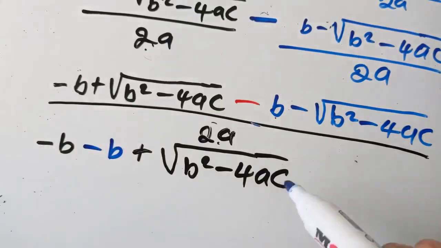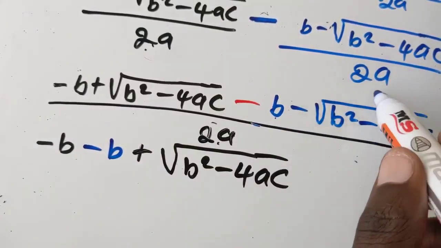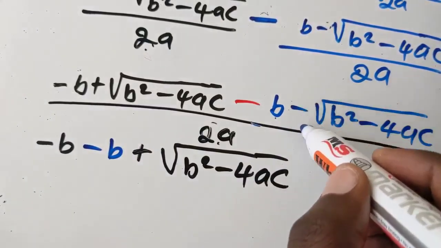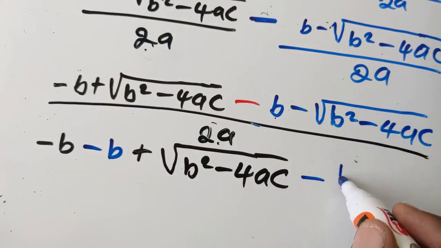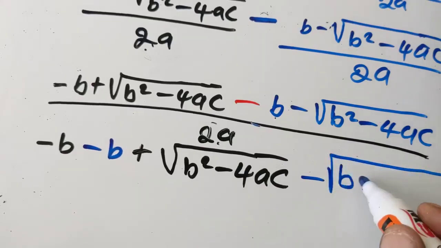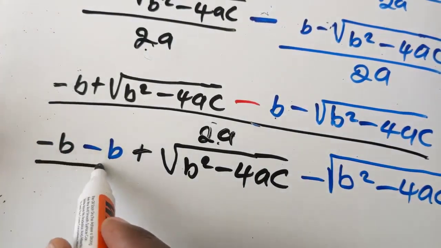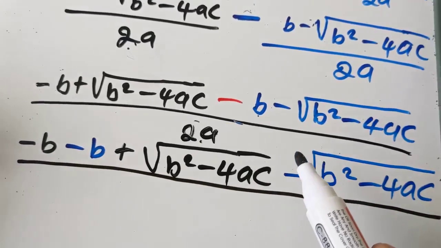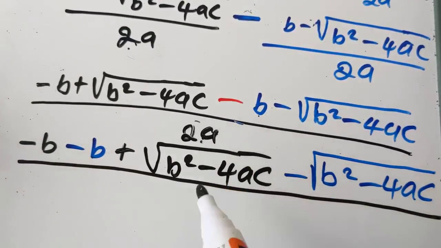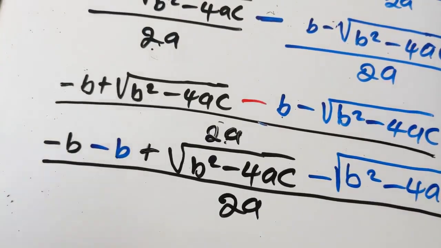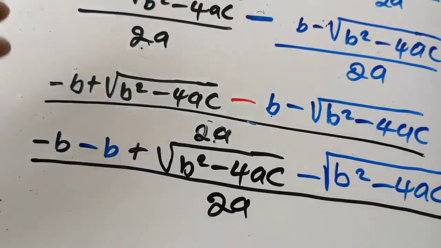Then it is a like term of this one here, so this one is negative root of b squared minus 4ac, like that. Then this whole thing is divided by this 2a. Don't forget, by 2a. This was the common factor that we had found. So this is what you need to do.